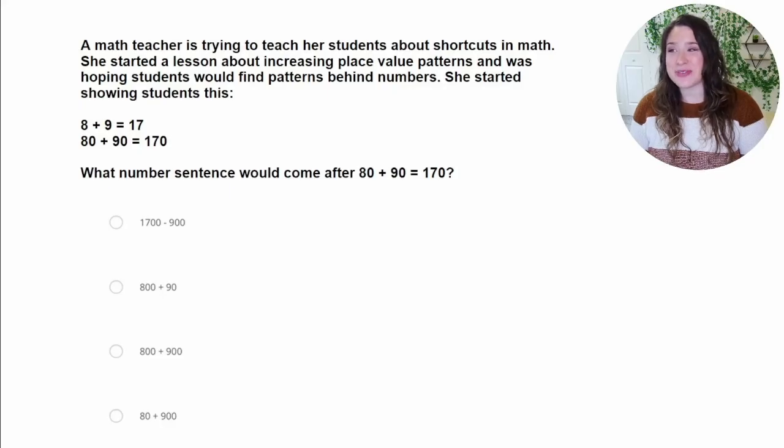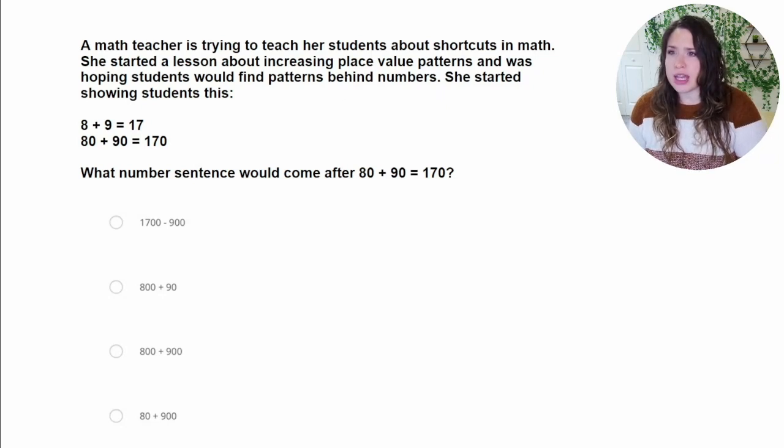All right, let's take a look at this first question. A math teacher is trying to teach her students about shortcuts in math. She started a lesson about increasing place value patterns and was hoping students would find patterns behind the numbers. She started showing students this. 8 plus 9 equals 17. 80 plus 90 equals 170. What number sentence would come after 80 plus 90 equals 170?